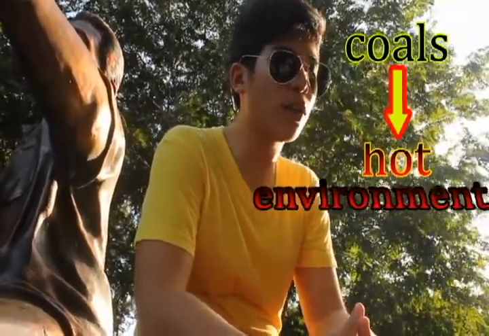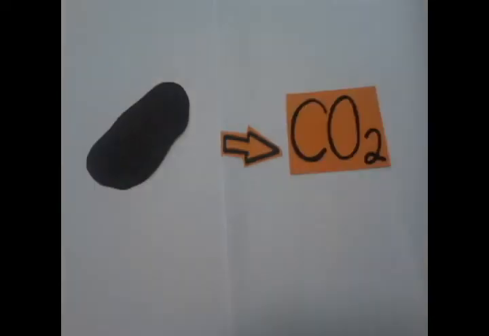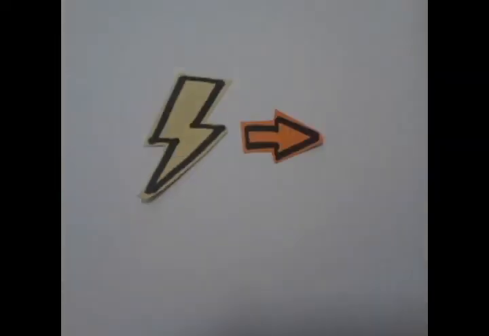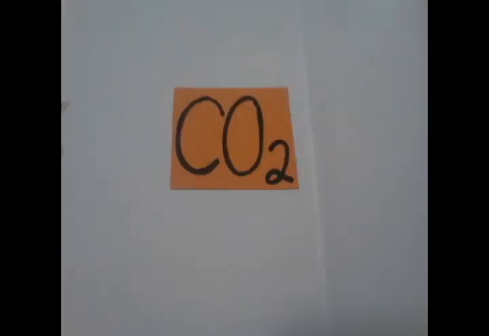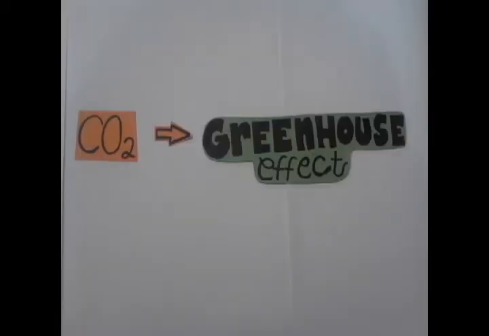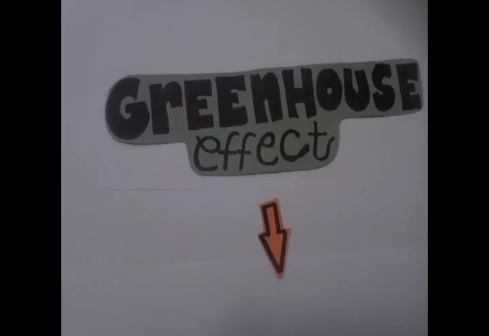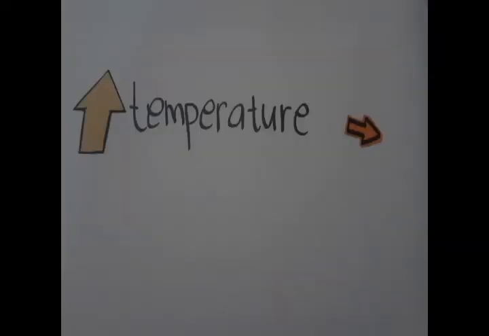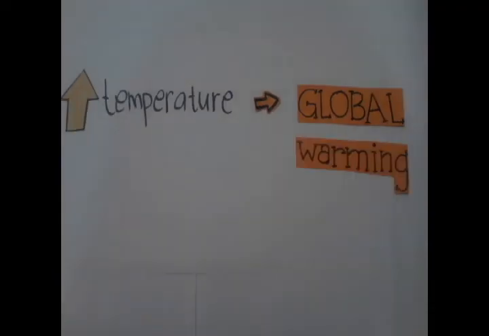But how can it help our environment? Did you know that all this time, we are using coal that causes this very hot environment? But how? Since electricity comes from coal, and coal emits carbon dioxide, this means that every time we use electricity, we produce carbon dioxide that results in a greenhouse effect that makes our atmosphere thicker and causes high temperatures in our environment, which we call global warming.